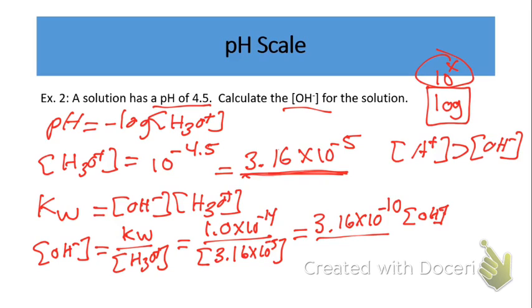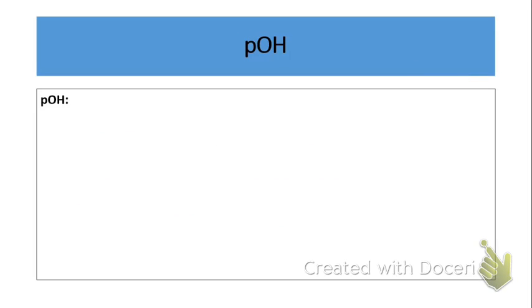So just remember that if you're given the pH and you need to find the hydronium ion concentration, you have to take the inverse of the log base 10. So that's your 10 to the x button. And also make sure you don't forget the negative. That's important. All right, let's go to pOH now.